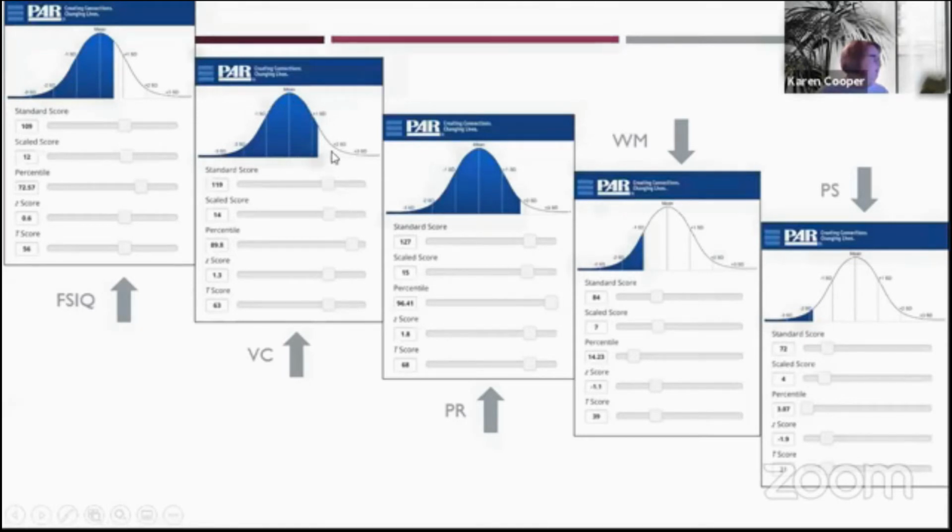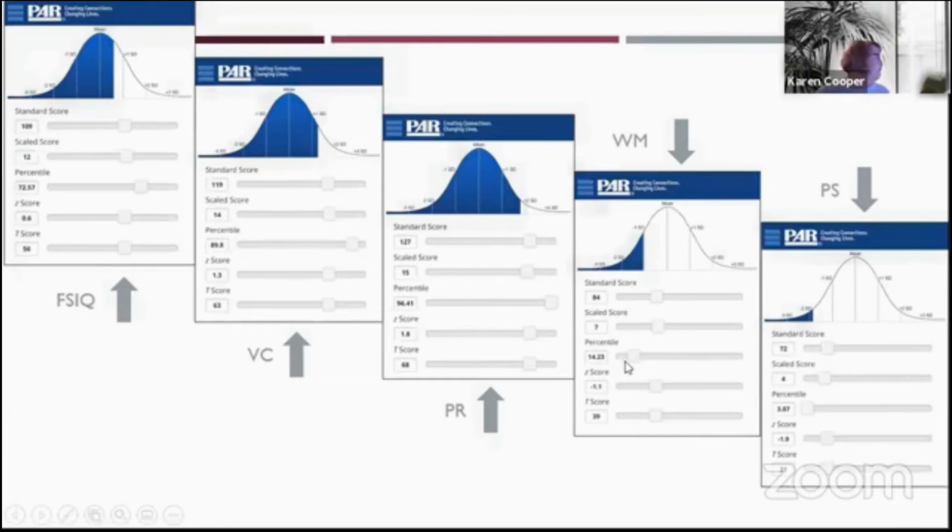And when we look at the bell curve here for his verbal skills, we see that he's in the above average range. So he scores higher than 90% of the population. When we look at his nonverbal reasoning skills, he's in almost the superior range, and he scores higher than 96% of the population. But how he processes information, that is really a huge weakness for him.